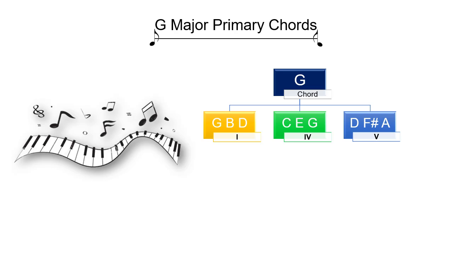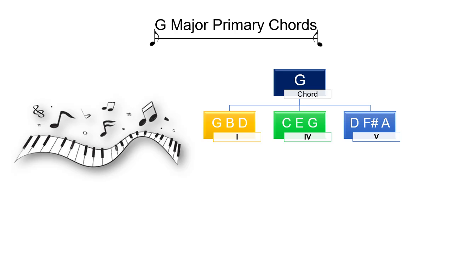So let's go with chord 1. We are having chord 1. Our first note will be on G, the second note will be on B, and the third note that makes up that chord will be on D. So that gives us chord 1 from the G major.